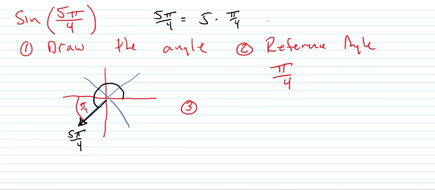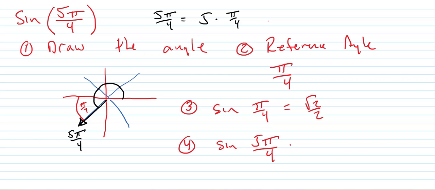The third step then is to find the sine of pi over 4. Well, the sine of pi over 4 is radical 2 over 2. And then the last thing to do is to find the sine of 5 pi over 4. And so all we need to do then is adjust the sine of pi over 4 for the particular quadrant that we are in. And to do that, we use All Students Take Calculus.